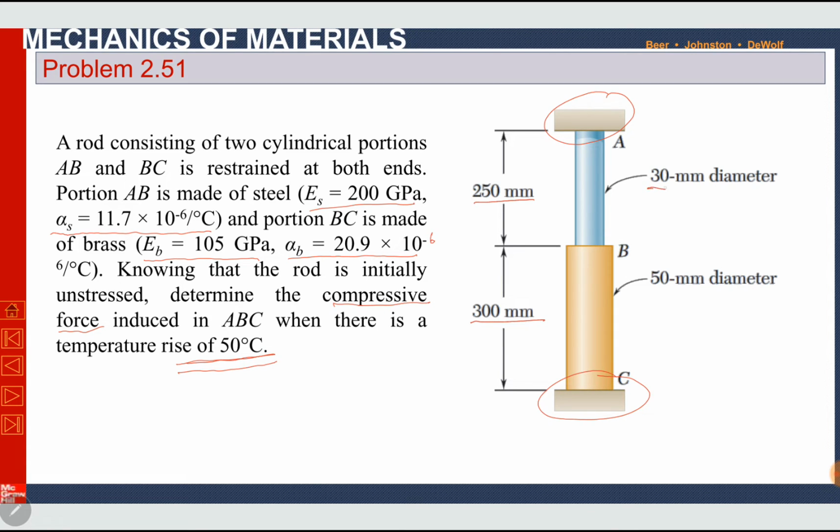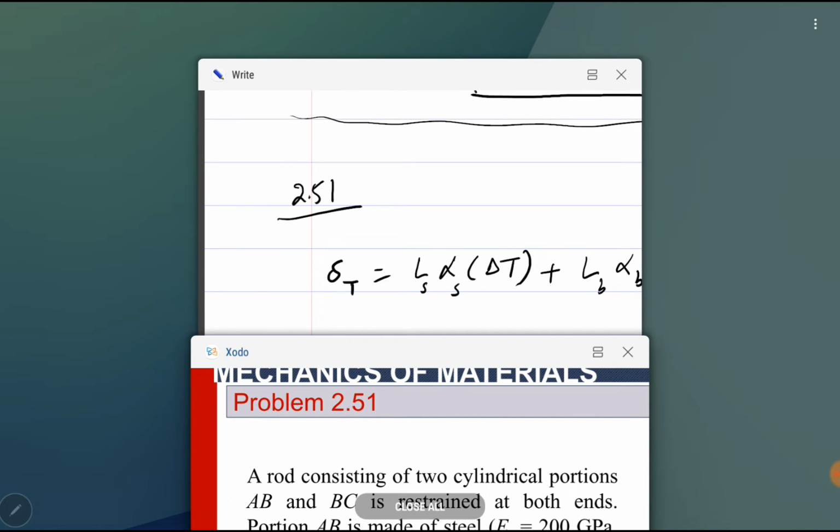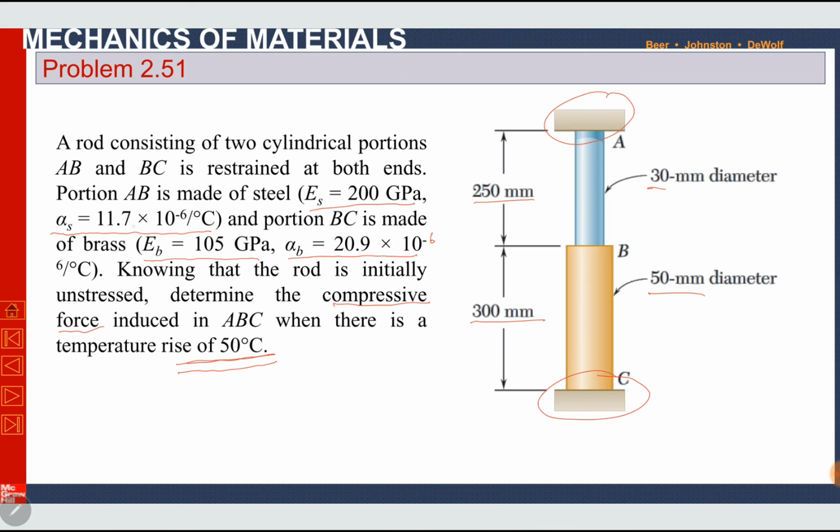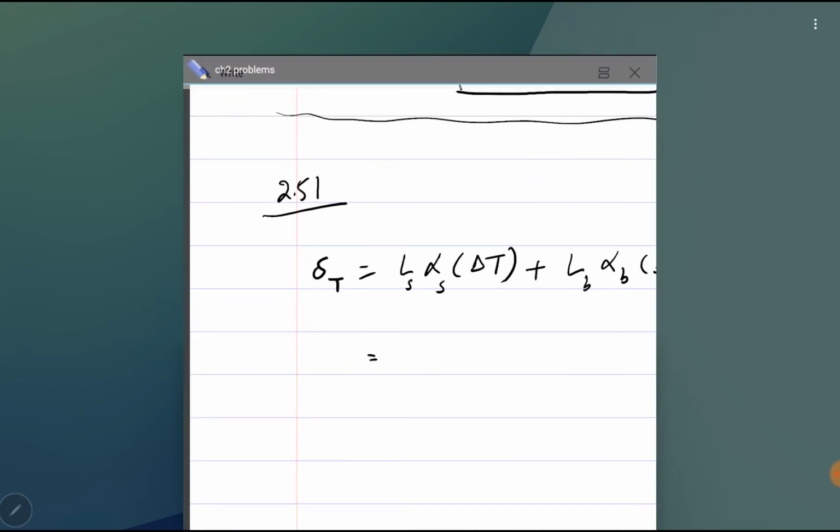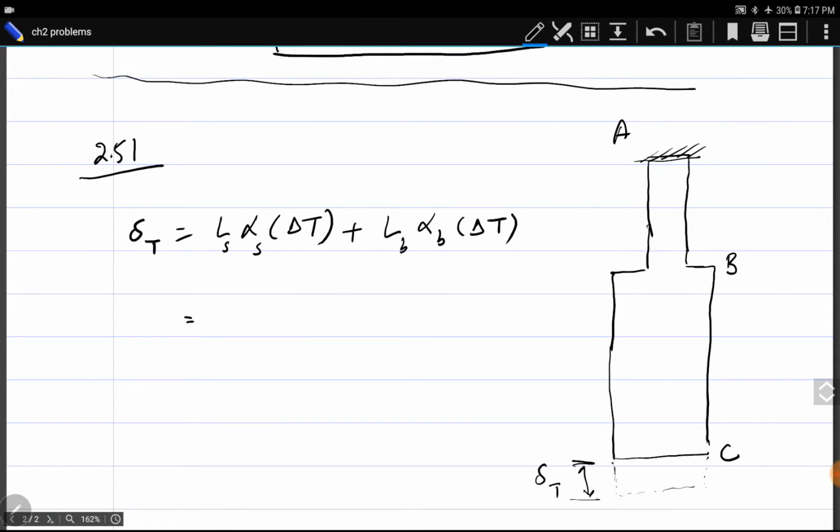Diameter of steel is 30 mm. Diameter of brass is 50 mm. Similarly, alpha for steel is 11.7 into 10 power minus 6. Alpha for brass is 20.9 into 10 power minus 6. I will put all these values here. Length of the steel is 0.25 meters. It was given as 250 millimeters, so we have converted it into meters.